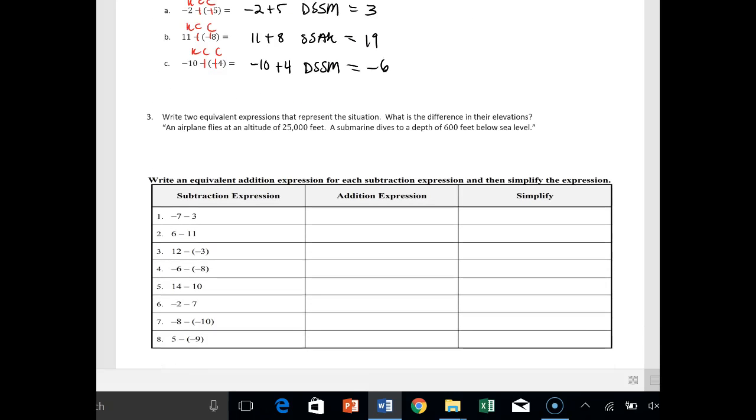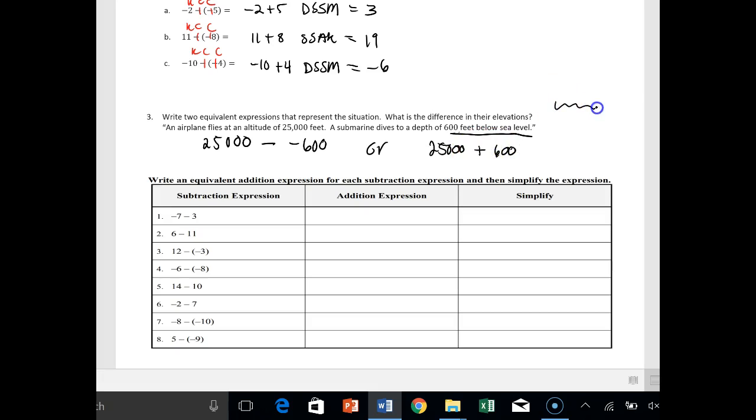All right, so it says write two equivalent expressions that represent this situation. So what is the difference in their elevations? An airplane flies at an altitude of 25,000 feet, and a submarine dives to a depth of 600 feet below sea level. So you have 25,000 minus a negative 600, because below sea level, right? You're trying to find the difference in their elevation. Or you could say 25,000 plus 600, right?